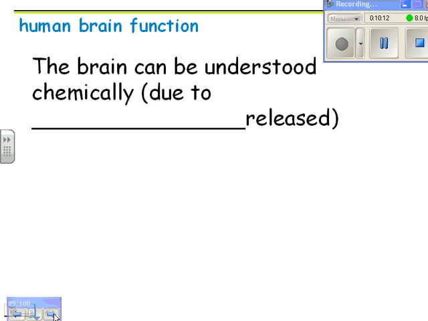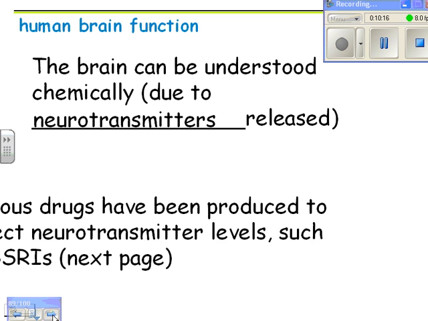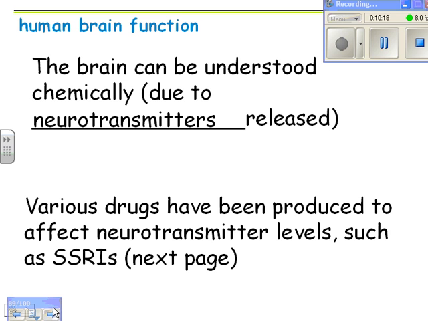So the brain can be understood two ways. One is chemically, due to neurotransmitters. And so there are various drugs that have been produced to affect neurotransmitter levels, such as SSRIs. So SSRIs include things like Zoloft and Paxil, and they're kind of cool because of the way that they work. Here's a neuron telling another neuron what to do.